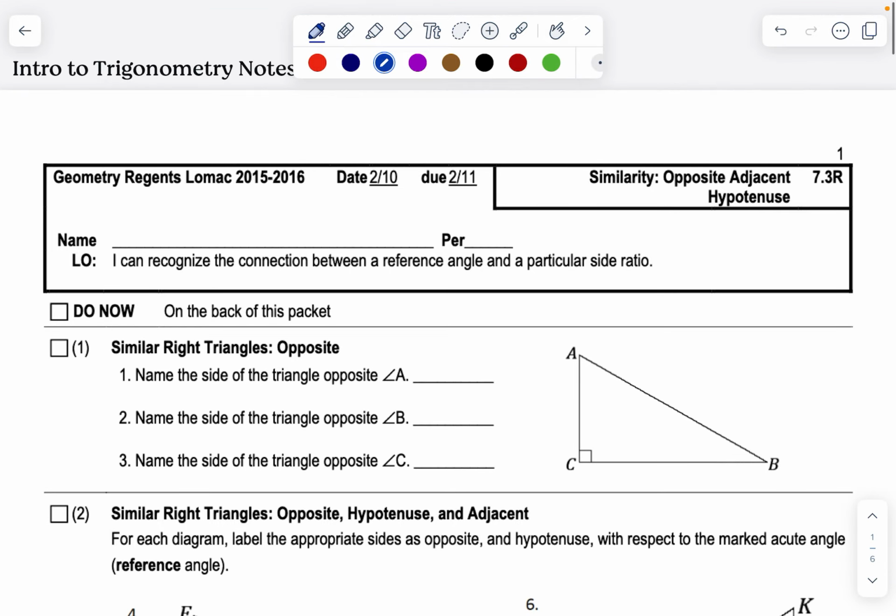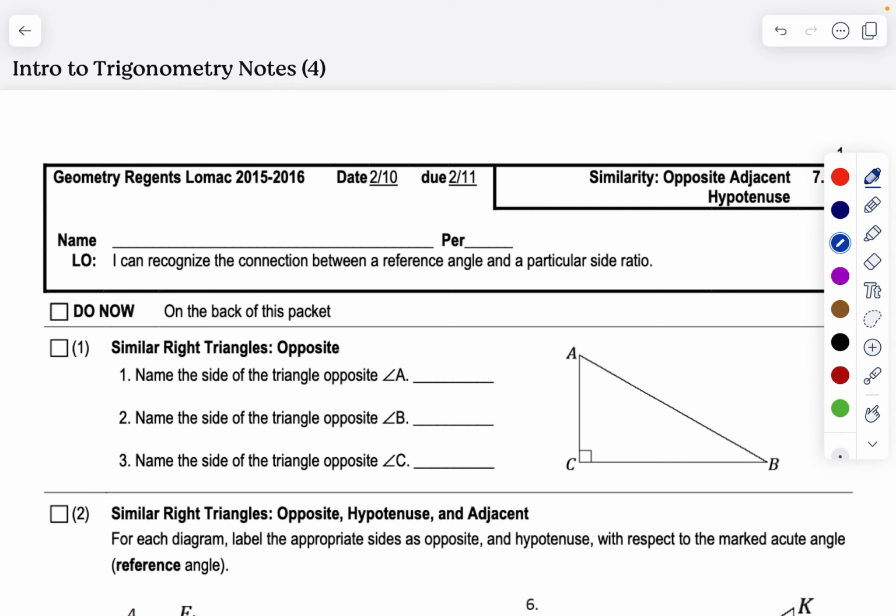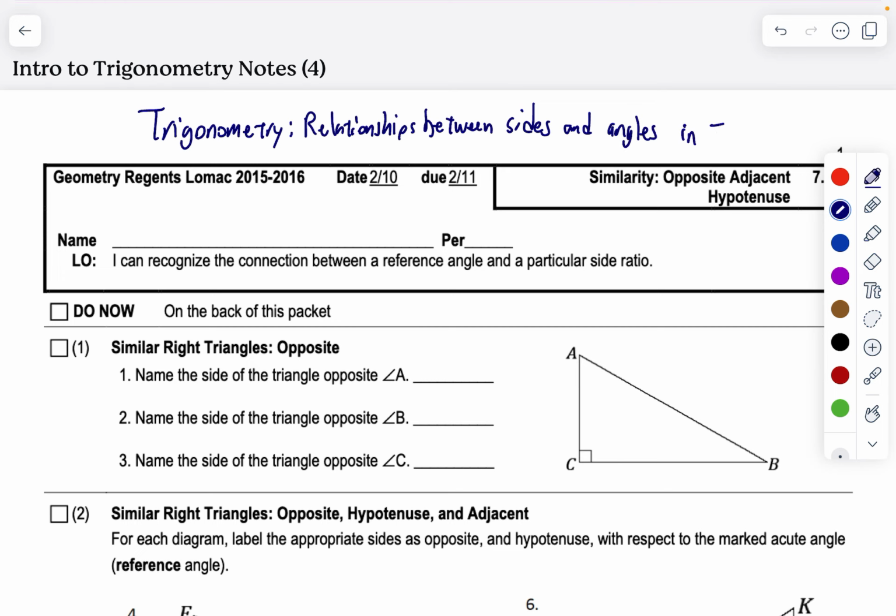Alright, trigonometry. It is a brand new branch of mathematics where we are exploring the relationships between the sides and angles in triangles. The relationship between the sides and angles in triangles. Specifically, we're going to be exploring the sides and angles of right triangles.